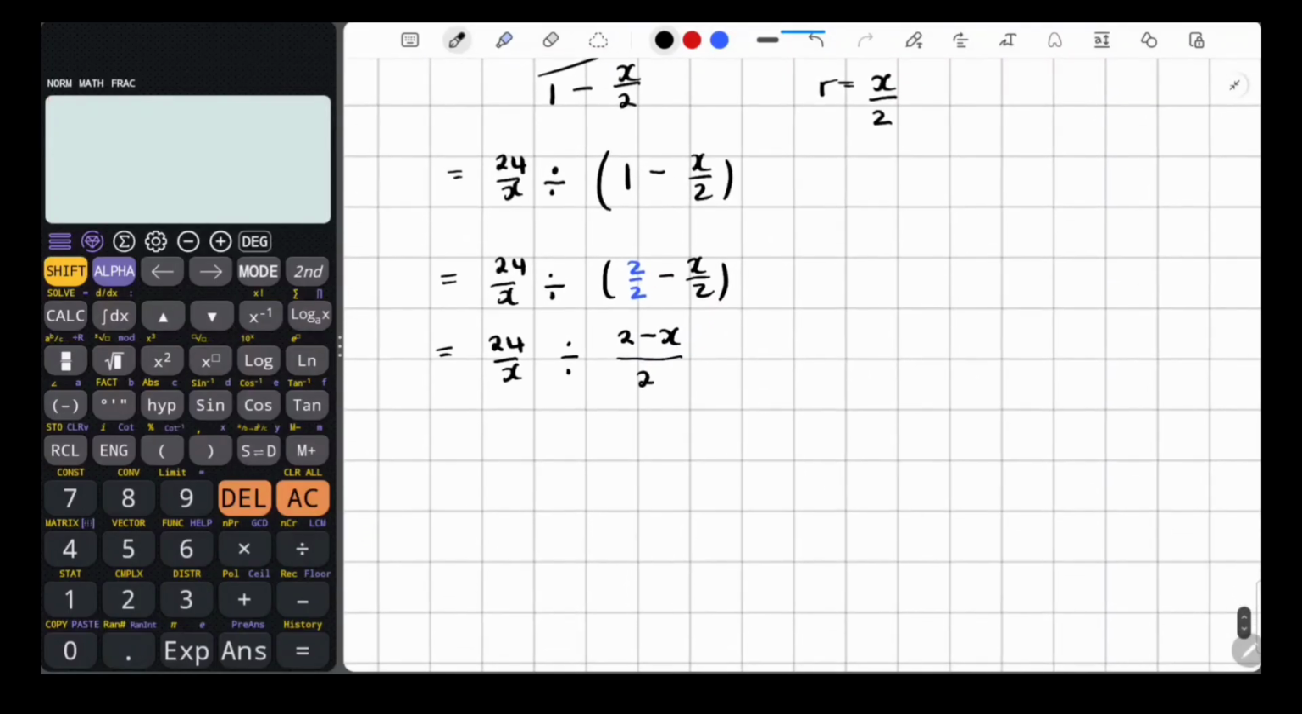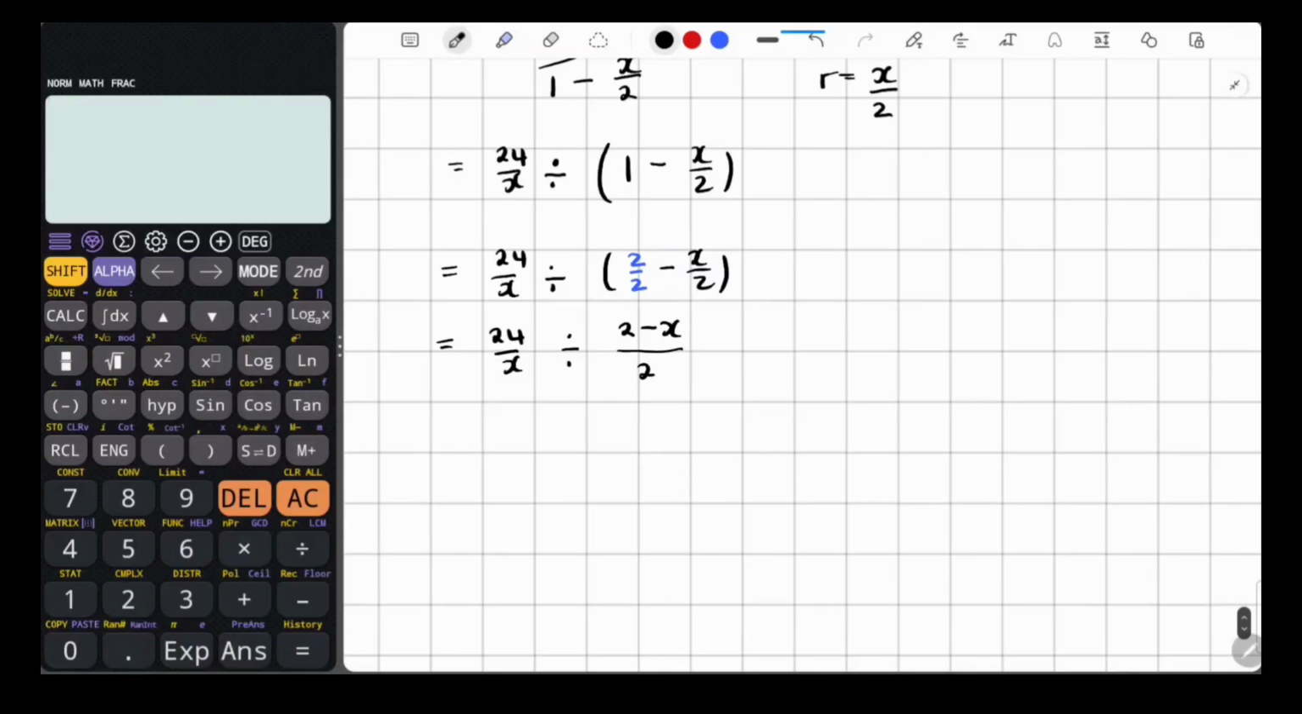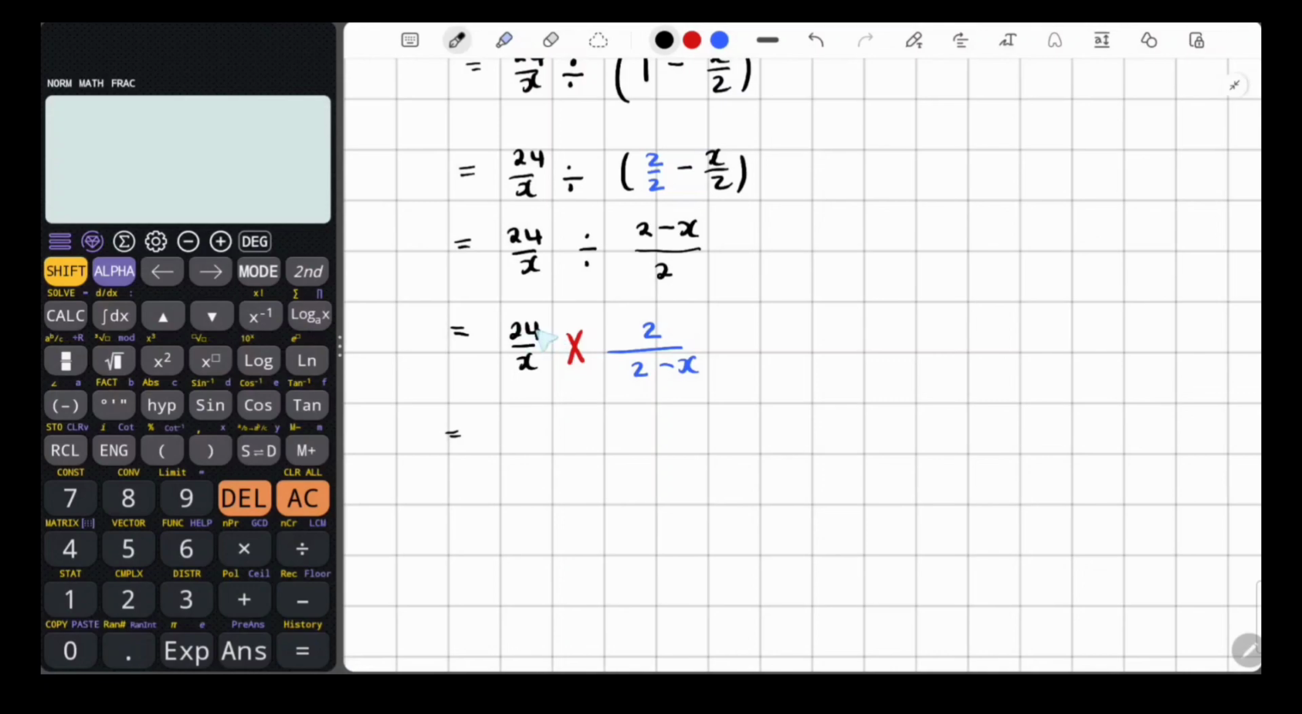Okay, so when you're dividing, there's a rule called tip and times where you tip the second number and you change the division to a multiplication sign. So I'm going to do that. That's 24 over x, and then that becomes multiplied by, and this now tips over, now we have 2 over 2 minus x. And then we're going to multiply the numerators and the denominators. So 24 times 2, that is 48, over x being multiplied by 2 minus x.